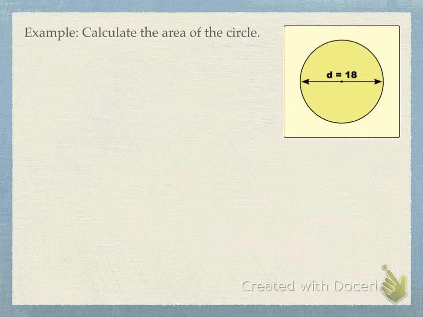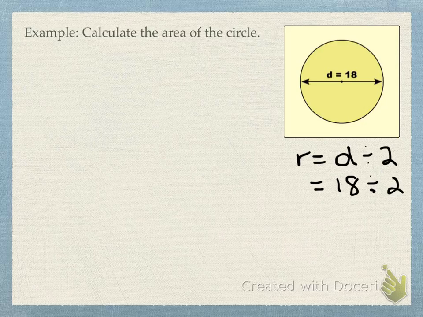The second example gives us a circle, but we are given the diameter of 18. So the first thing that we have to figure out is what is the radius, because the formula needs the radius. Well, I can take the diameter and divide it by 2. So 18 divided by 2 will give me a radius of 9. And now I can write down my formula. So area equals pi r squared.